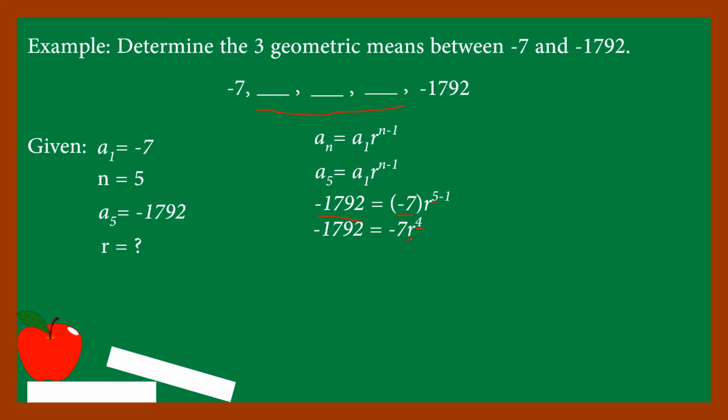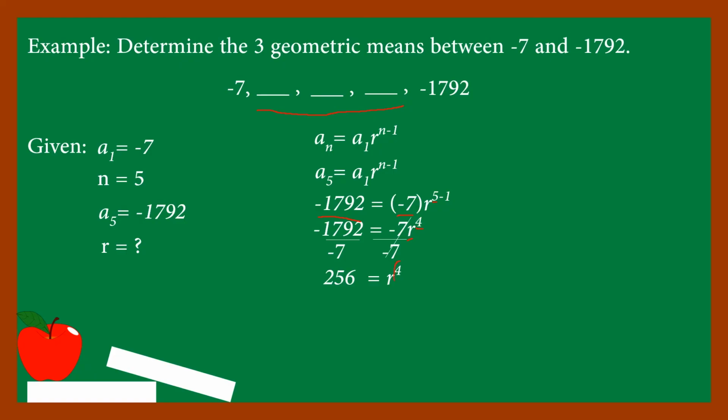So, again, yung r natin, may numerical coefficient na negative 7. So, para matanggal si negative 7, kailangan nating i-divide both sides ng negative 7. So, we can cancel out negative 7. And negative 1,792 divided by negative 7 is equal to positive 256. And yung nasa right side natin ng equation, r raised to 4 na lang yung matitira. Okay. So, paano natin kukunin yung r? Ano yung index na gagamitin natin? Ano yung nth root na kukunin natin?